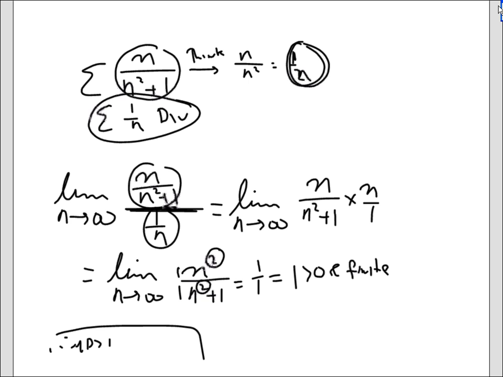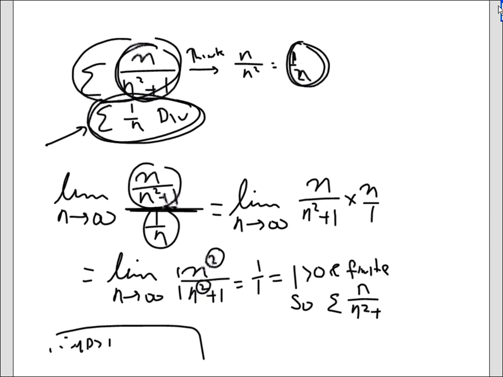So both of these have the same answer. They both are going to converge or diverge. Since the known one, 1 over n, diverges, we conclude the summation of n over n squared plus 1 also diverges.